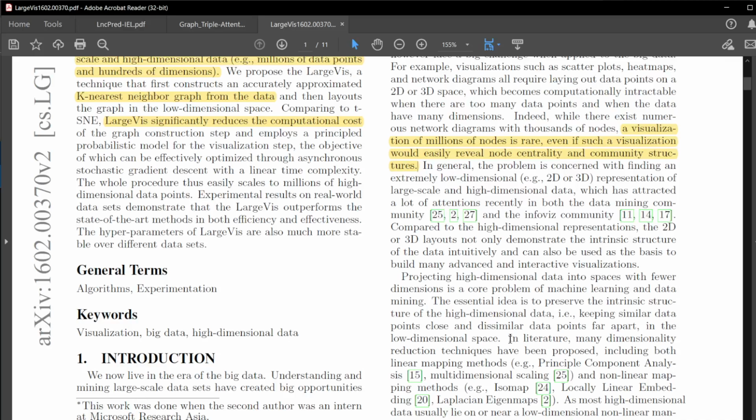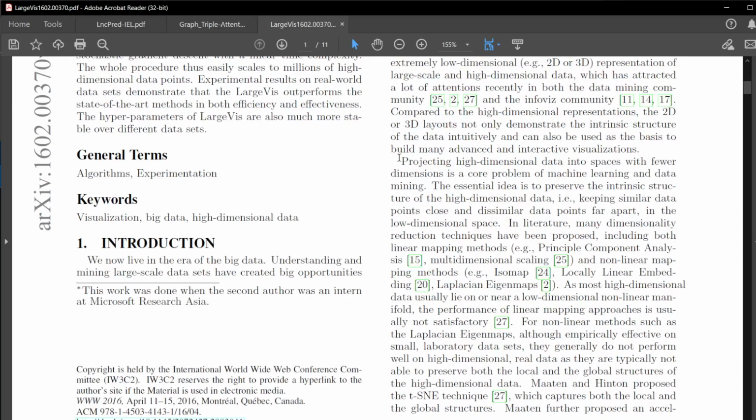Projecting high-dimensional data into spaces with fewer dimensions is a core problem of machine learning and data mining. The essential idea is to preserve the intrinsic structure of the high-dimensional data, i.e., keeping similar data points close and dissimilar data points far apart, in the low-dimensional space. In literature, many dimensionality reduction techniques have been proposed, including both linear mapping methods, for example, principal component analysis and multidimensional scaling, and nonlinear mapping methods, for example, Isomap, locally linear embedding, and Laplacian eigenmaps.